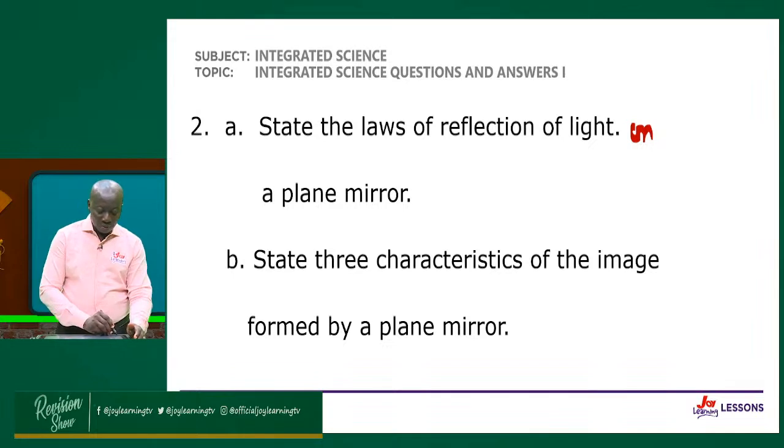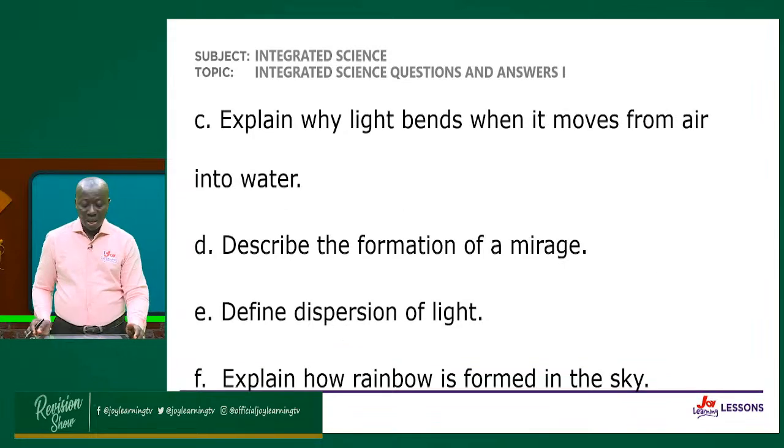Okay, so I'm sure by now you have formed your answers, and there is the C part of the question. Explain why light bends when it moves from air into water. Why is it that when light enters water, it bends? So explain that one too. And D, describe the formation of a mirage.